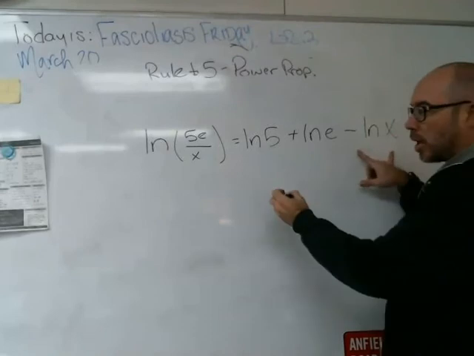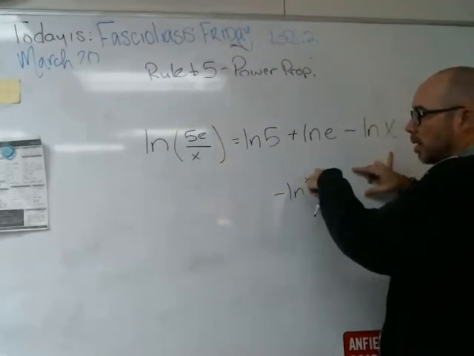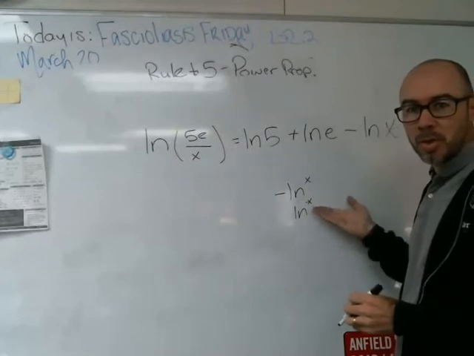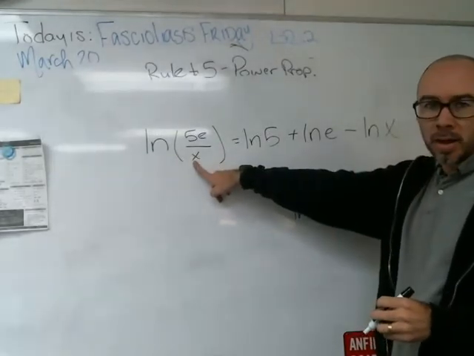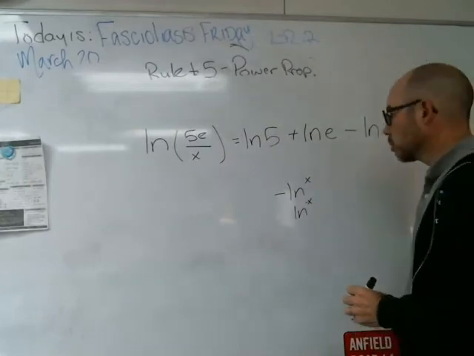Think about this natural log x part. It's minus, right? Why can't I just take this and put it back up here? That would be natural log of x to the negative 1, which means it's a reciprocal, and that's why that x is sitting down there in the denominator. Ain't that cool? It is cool.